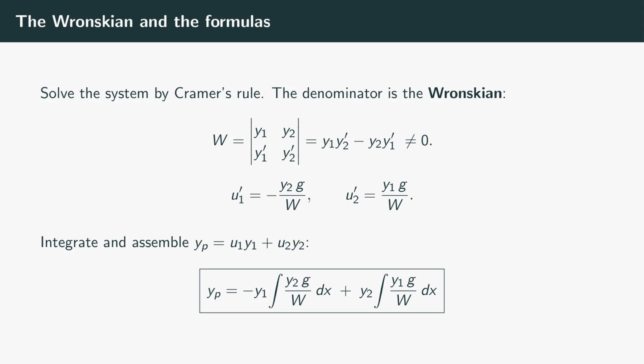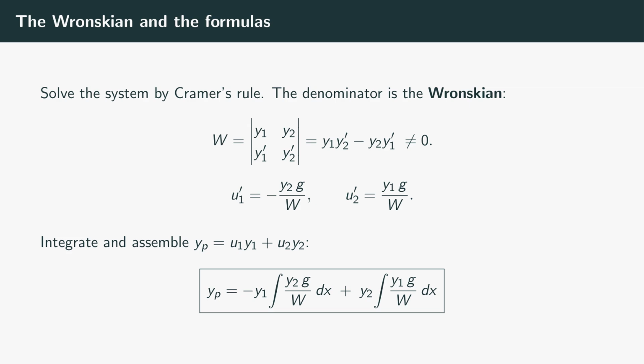Solve the 2x2 system with Cramer's rule. The denominator that appears is the determinant of the coefficient matrix, the matrix whose rows are y1, y2 on top and y1 prime, y2 prime below. That determinant is the Wronskian, written W, and it equals y1 times y2 prime minus y2 times y1 prime. Because y1 and y2 are independent solutions, the Wronskian is never 0, so we can always divide by it. Cramer's rule then gives u1 prime equals minus y2 times g over the Wronskian, and u2 prime equals y1 times g over the Wronskian. Finally, integrate each of these to recover u1 and u2, and assemble the particular solution as u1 times y1 plus u2 times y2.